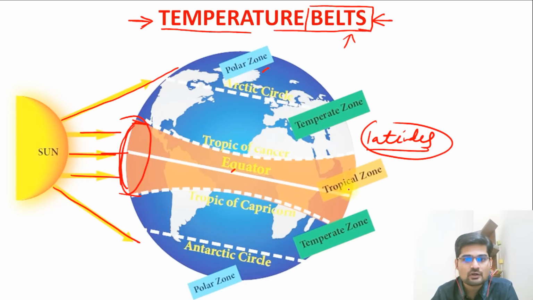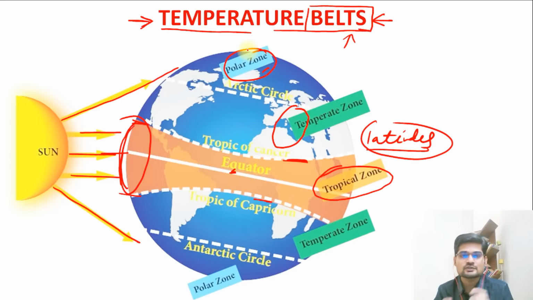So what are these belts called? One is the tropical zone or the tropical belt, as we know, right from the equator to the tropics on both north and south. Then we have a temperate zone, and then a polar zone. So three major zones are there, which are also known by other names. We are going to elaborate first on the temperature belts, and then we'll learn what the pressure belts are and how they are related.